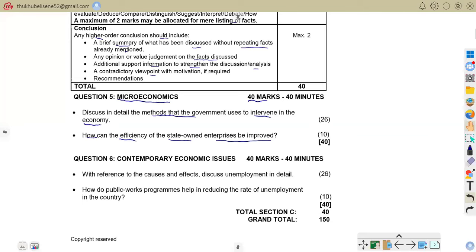Here we are on our question 6, as it reads as follows. This is on contemporary economic issues, and you have to get 40 marks on this question. And you have to spend how many minutes? 40 minutes. So it reads as follows. With reference to the causes and effects, discuss unemployment in detail. That is the first aspect that we are asked to do. How do public works programs help in reducing the rate of unemployment in the country?